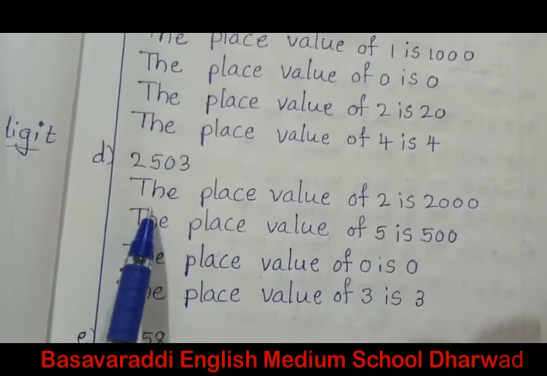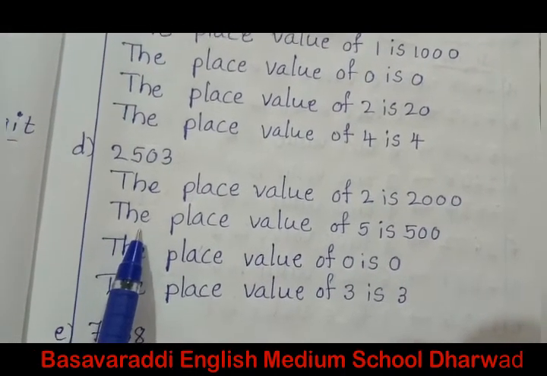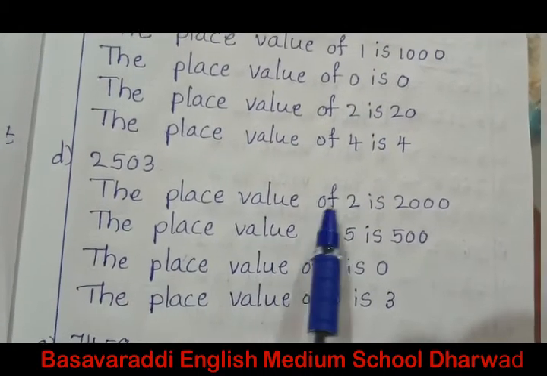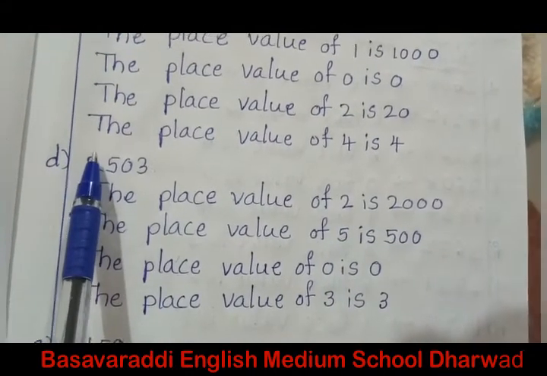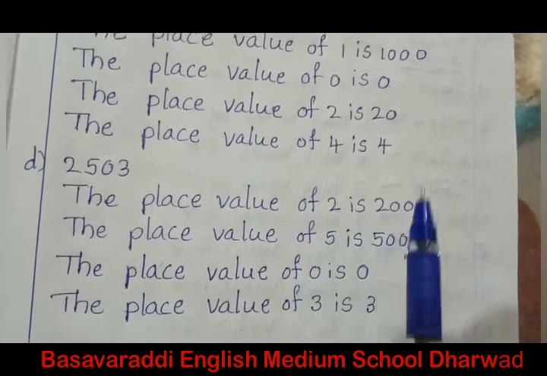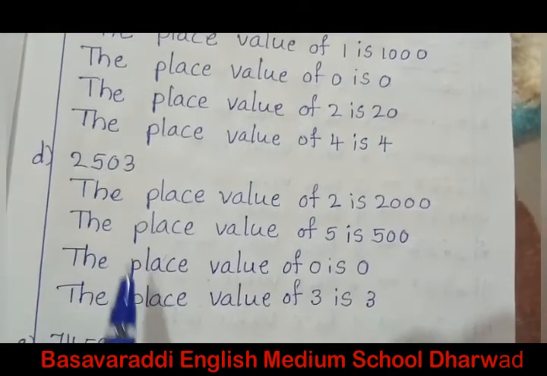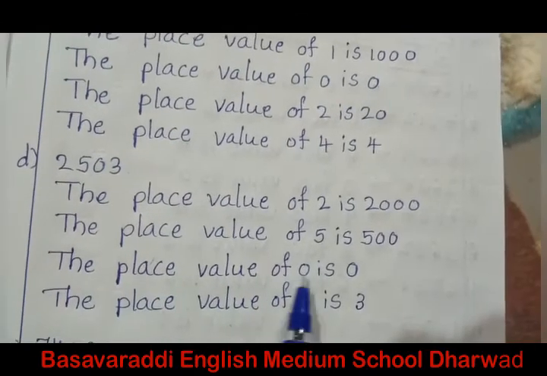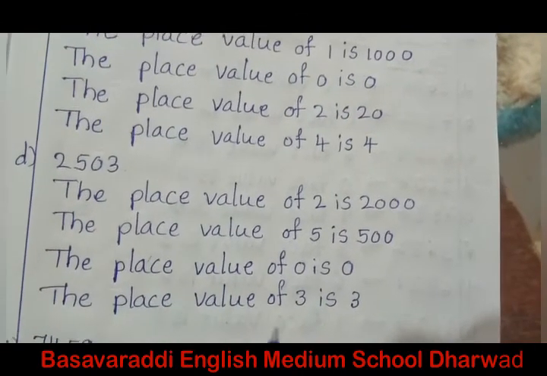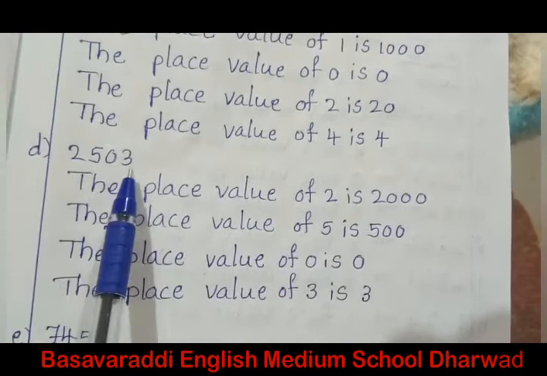D1, 2503. We are writing the place value of each digit. The place value of 2 is 2 into 1000, that is 2000. The place value of 5 is 500, the 100s place, and 0 is nothing. So the place value of 0 is 0. The place value of 3 is in the 1's place, that is 3.